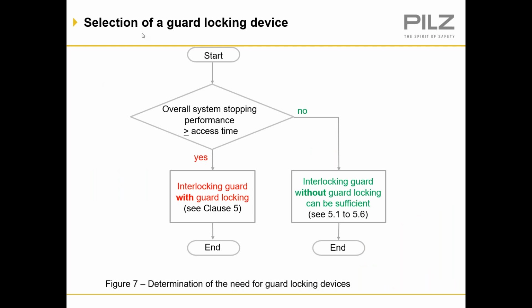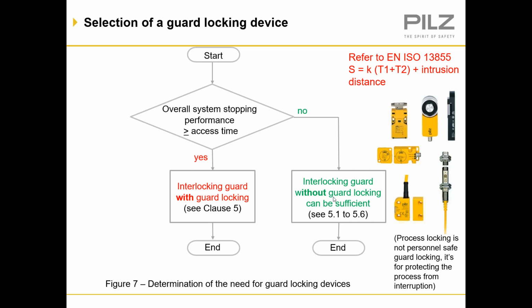So how do we select an interlock for guard locking? We look at the overall stopping performance, so the access time. If the machine has a rundown time, then we need to take that into account, and we would refer to what was discussed earlier, 13855, to work out the stopping distance. But if there isn't one, then we can interlock the guard without guard locking.